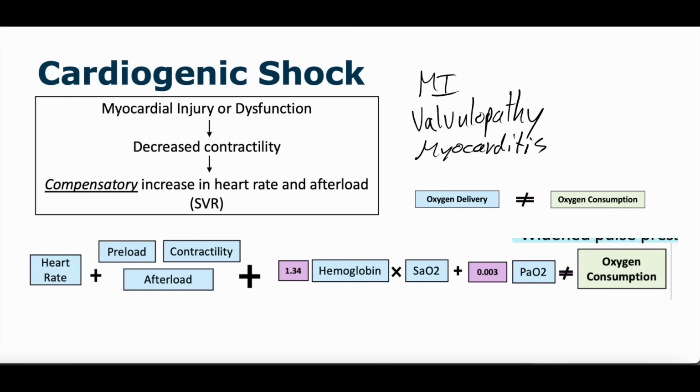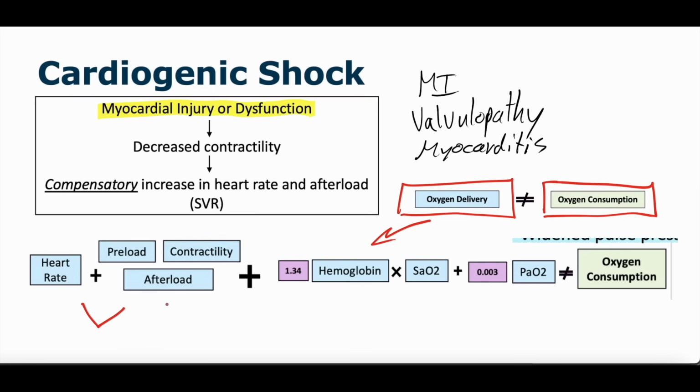So what is happening then, right? We have myocardial injury or dysfunction, and the pathophys in this equation, right, heart rate, preload, contractility, afterload, think about what is going to be affected here. Right, because oxygen delivery is not enough to keep up with oxygen consumption in shock. And then we know oxygen delivery is proportional to these things. Heart rate and stroke volume together are cardiac output. And then hemoglobin, oxygen saturation, and dissolved oxygen together are going to be the arterial oxygen content.